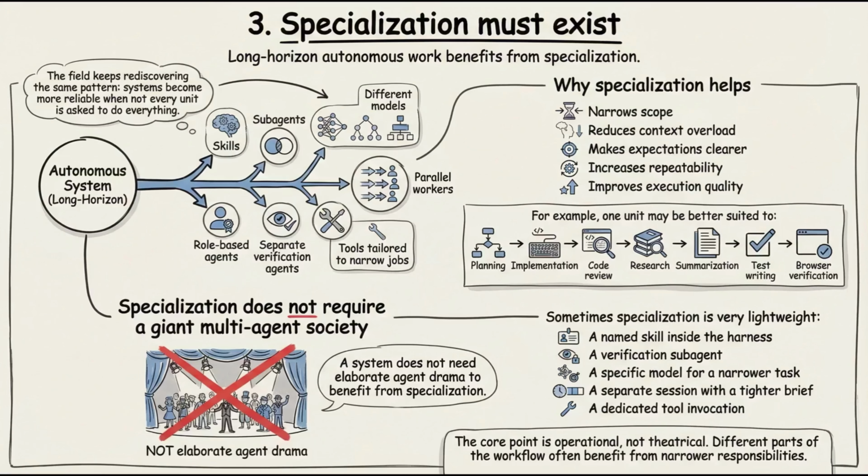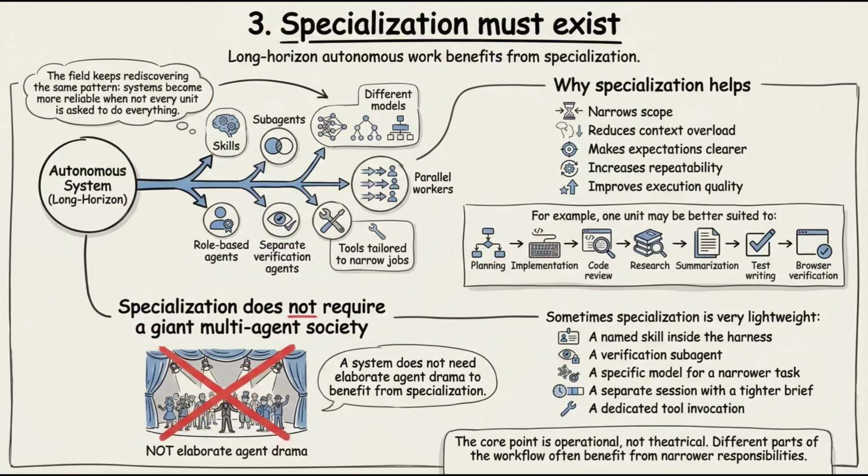Over and over again, the field keeps rediscovering the exact same pattern. Systems simply become more reliable when you don't ask every single unit to do absolutely everything. This specialization can take many different forms. It might look like distinct skills, dedicated subagents, or even entirely different AI models working together. You might use parallel workers, role-based agents, separate verification agents, or simply specific tools that are highly tailored to narrow jobs.